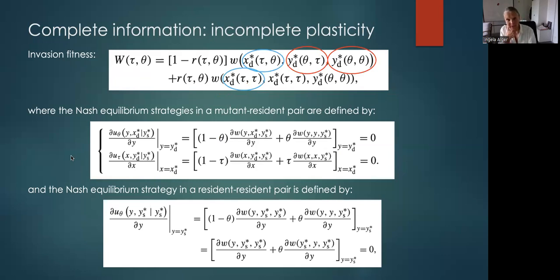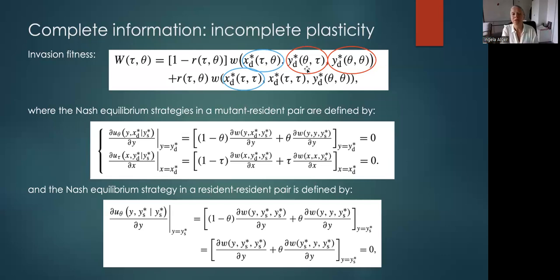Going now to complete information and incomplete plasticity. So the invasion fitness now, here we see that with complete information, the interactants observe each other's preferences, meaning that the residents in the population at large, when they interact with each other, play the Y star of theta and theta, the two types being own type and opponent's type. When a resident interacts with a mutant, the Y star may differ from what it plays against a resident. And the same is true for a mutant. The mutant may play differently when matched with a resident than when matched with a mutant. And the key thing here, this is what is going to drive the result, is to what extent a mutant coming into a population can make the resident change its behavior, right?